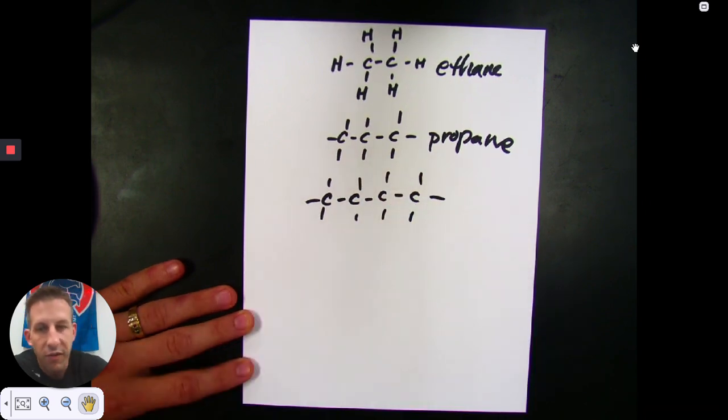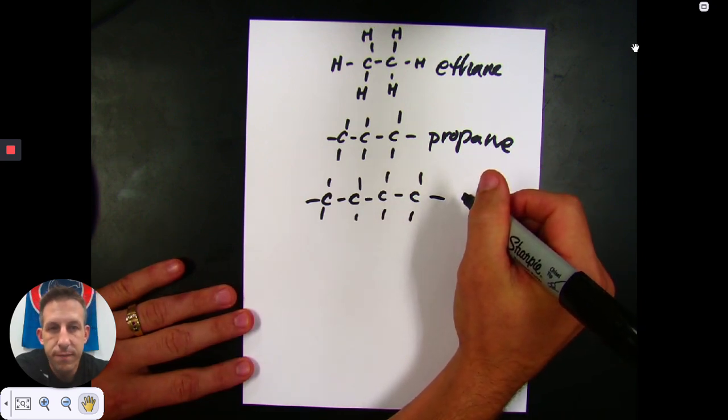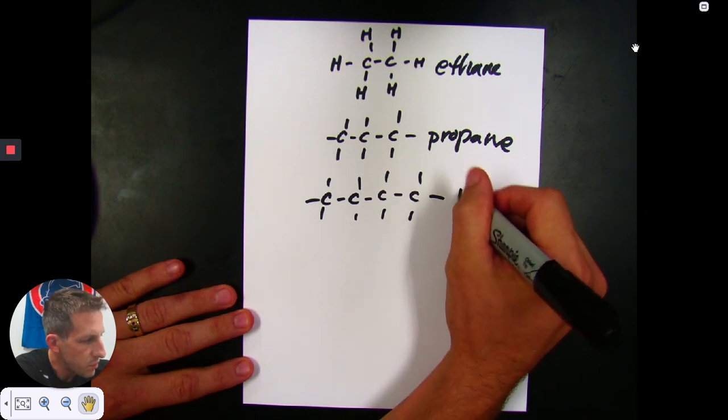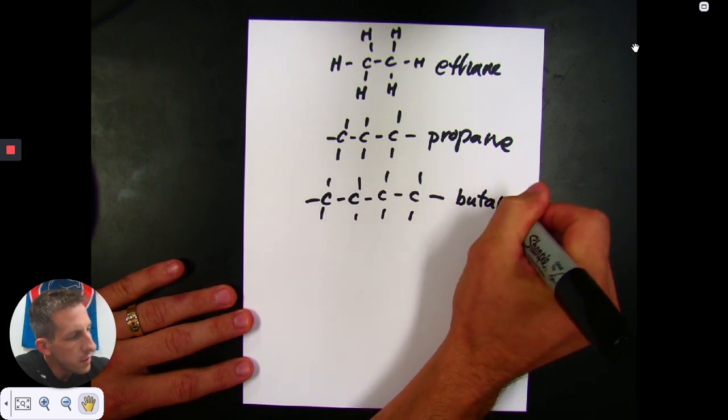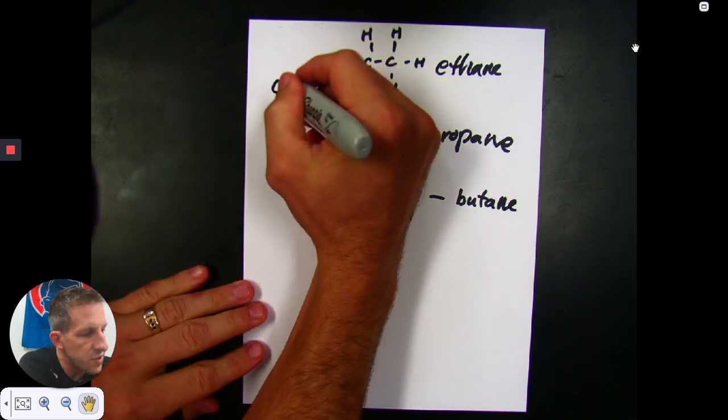Now we've got 4 carbons. Any guess what that one's called? You've seen it before. You've probably played with it a little bit. This one's called butane. Butane. Okay? And so based on what we see in front of us, all we've done is add a carbon.